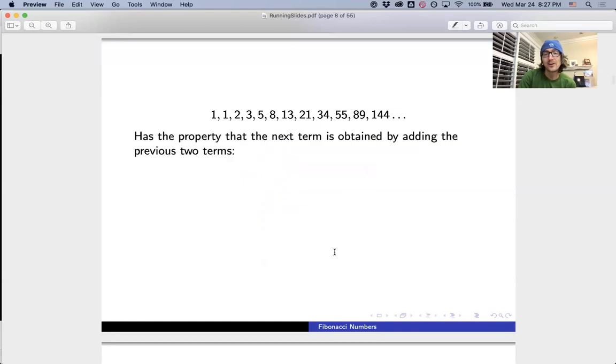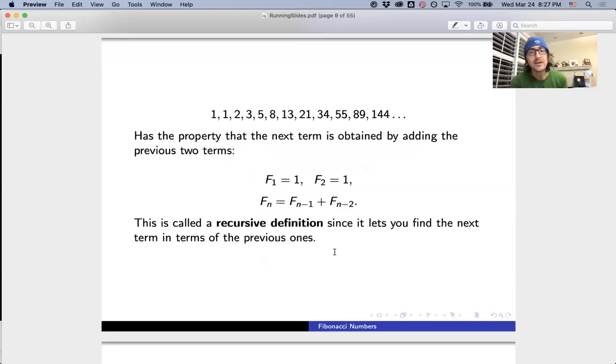I've written some more terms on this slide, but this description is describing an infinite list of numbers that just starts with 1, 1. Then you add those to get 2, and then you add 2 and 1 to get 3, and you just continue. This is what's called a recursive definition. It lets you find the next term in terms of the previous ones.